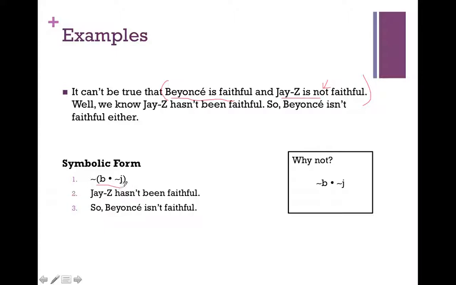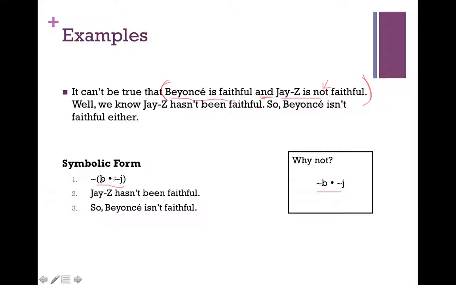So the question is, well, why this and not this? And the answer is, like I said, you might just read it and say it can't be true that, and then you see that this part right here is being grouped together by this connective. But there's another way you can think of this, and this is actually how I do it: I focus on what the sentence is saying. It seems to be saying that if Jay-Z is not faithful, then Beyonce won't be faithful either. It can't be true that Beyonce is faithful and Jay-Z isn't. In other words, if Jay-Z isn't being faithful, then Beyonce is running around too, right?